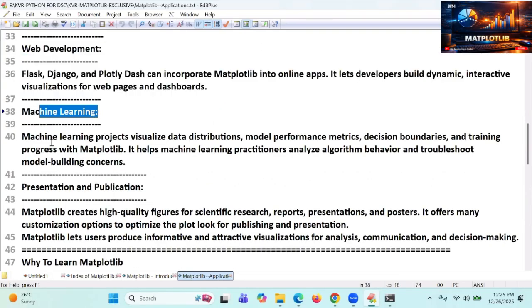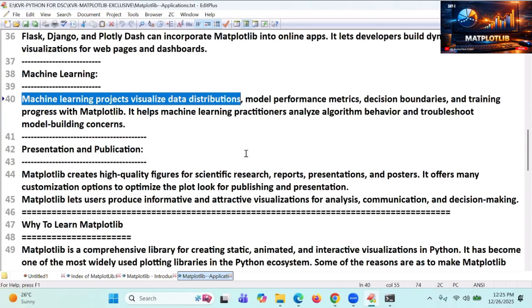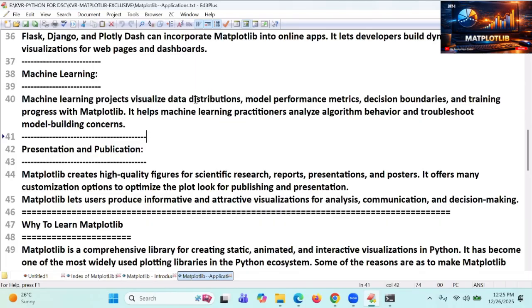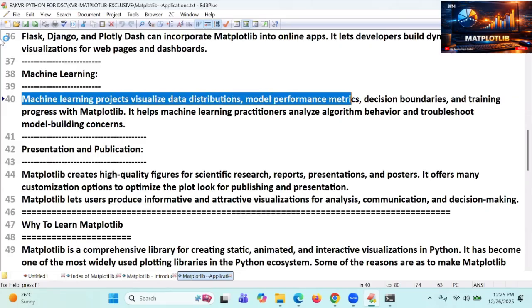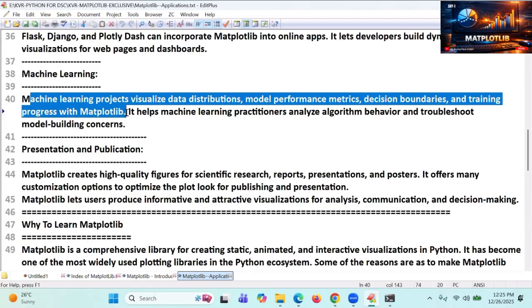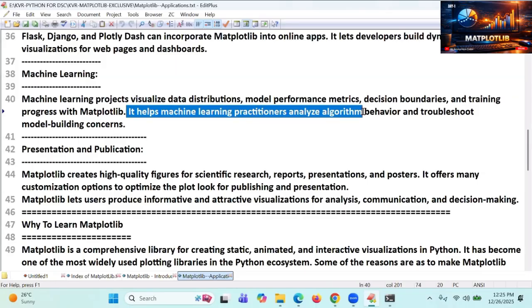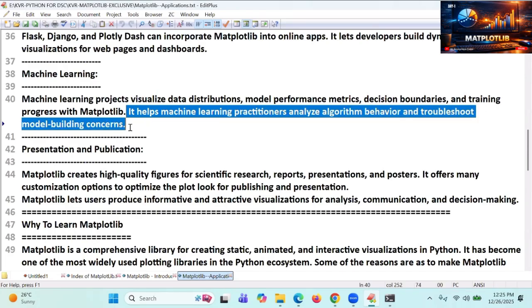Machine learning. In machine learning projects, visualize the data distributions, where the distribution is available in the form of CSV or in the form of ND array data, whatever data is available. In any of the distribution formats, machine learning can use that. Model performance metrics, decision boundaries, and training progress can be visualized with Matplotlib, whatever the type of application. It helps machine learning practitioners to analyze algorithm behavior and troubleshoot modeling concerns.